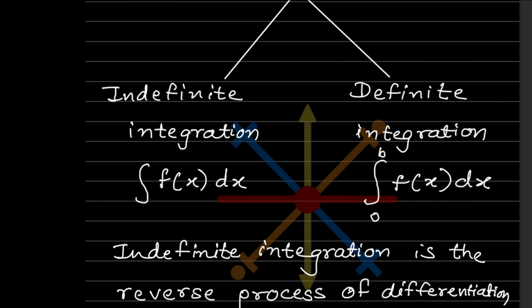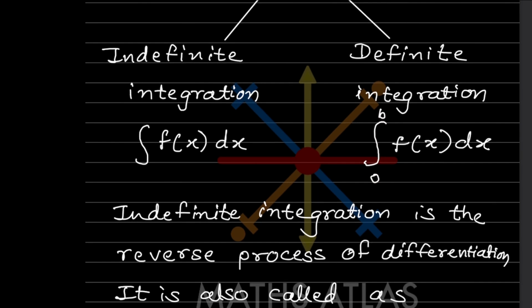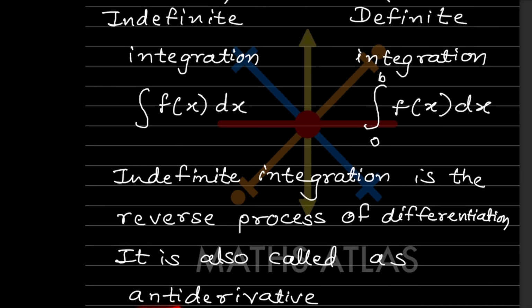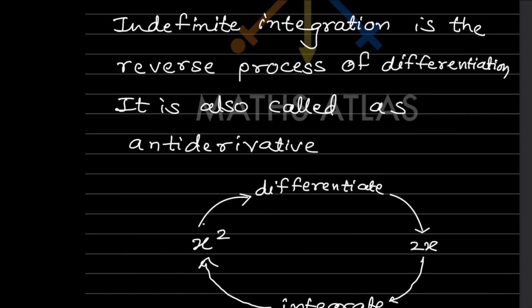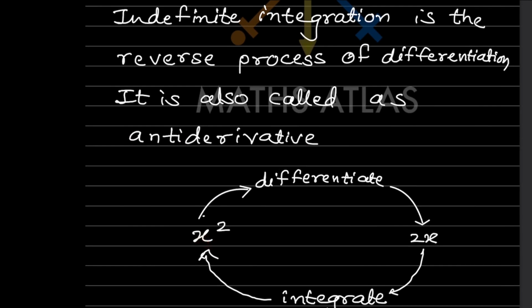So actually, what is indefinite integration? We have already seen differentiation, so it is the reverse process of differentiation, and it is also called the antiderivative. Anti means the opposite of the derivative, so we say that it is the reverse process of differentiation. If we have x square and we differentiate, we get n x raised to n minus 1, here n is 2, so we get 2x. But when we integrate this 2x, we get the opposite of that, that is x square.